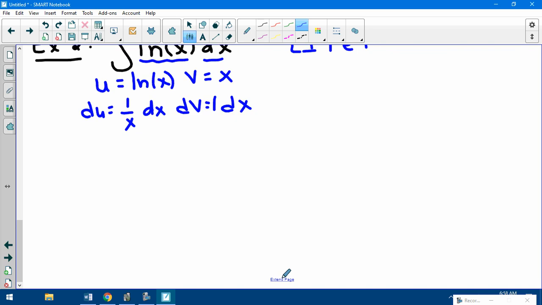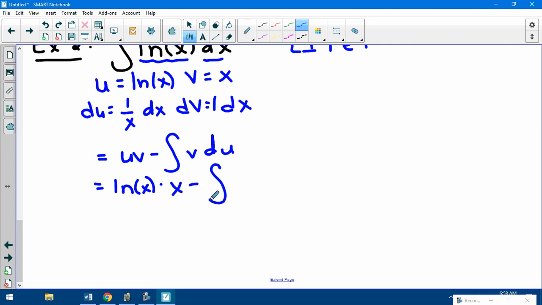Okay, then we plug into our formula. This should equal uv minus the integral of v du. u is ln of x. v is x. Minus the integral of v, which is just x, du is 1 over x dx. Well, that's kind of handy. I'm going to put the x out front, x ln of x minus, it's going to cancel, the integral of 1 dx.